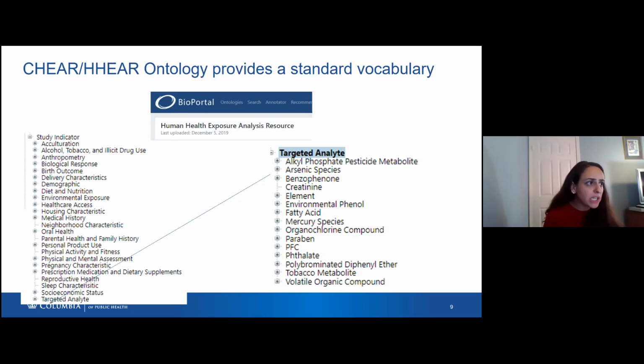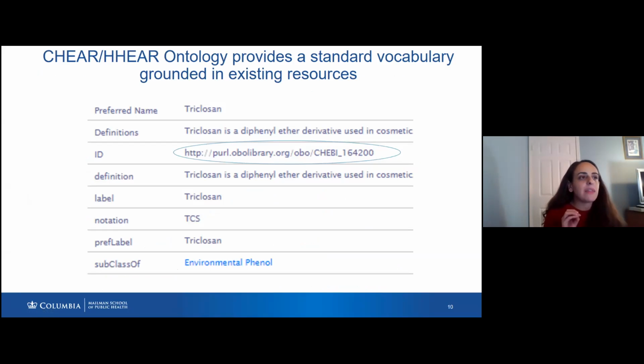So we use this standard vocabulary so that we have standard terms across all of the studies. And here is just a brief look at some of the indicators we have, or the main classes of information. You can see under targeted analyte, we have a lot of different types of assays that are run in the HHEAR labs. And you can see that this standard vocabulary is grounded in existing resources. So we take an example like triclosan. Now, in our labs, the HHEAR labs, triclosan is denoted with TCS. So every HHEAR lab denotes triclosan as TCS, but it's grounded in an existing ontology, ChEBI, or the Chemical Entities of Biological Interest. I'm going to talk about why that's important in a minute.